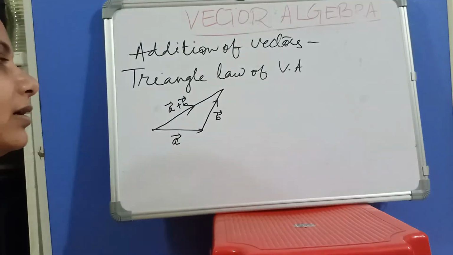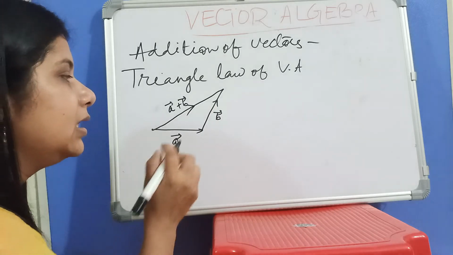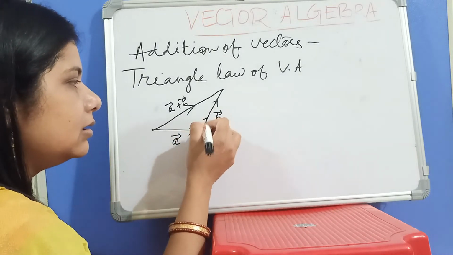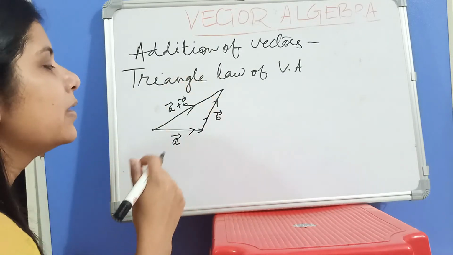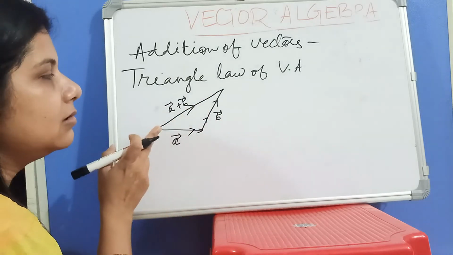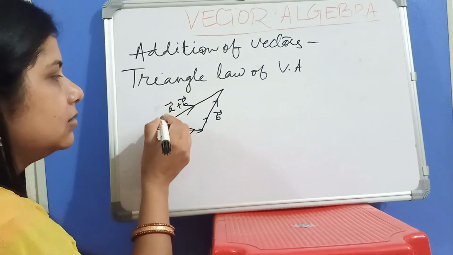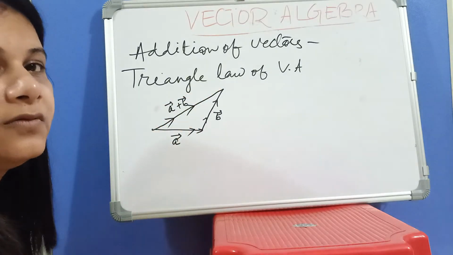If two vectors are represented by the two sides of a triangle taken in the same order, this and this is anti-clockwise, taken in the same order, then their addition will be given by the third side and the direction will be in the reverse order. So this is the reverse order.